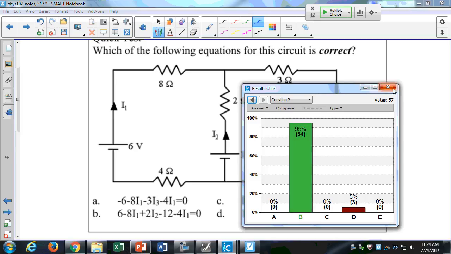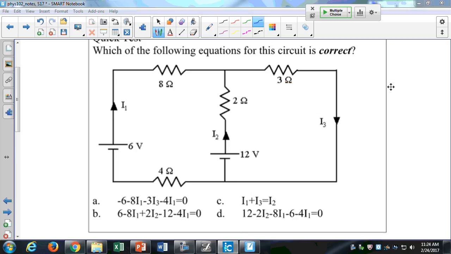Okay, good. B is right. Y'all getting this okay? Yeah? Let me show you. So let's step through each one. I've already shown you that A is not right. So we can show you that B is right.